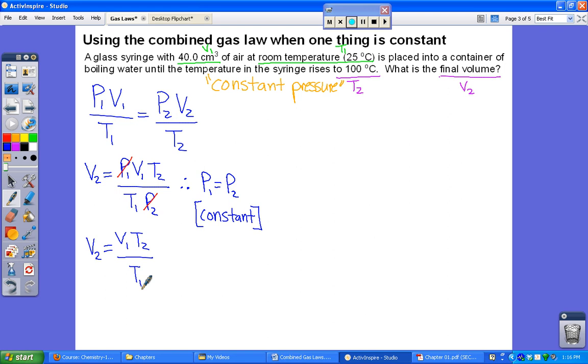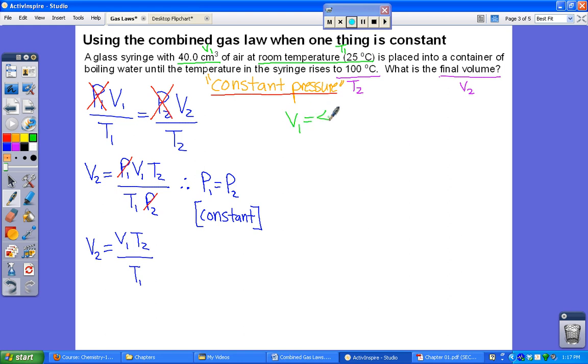So what do you get out of all this? Simply this. If you find something that is constant, you can simply remove it from the combined gas law equation. Then you're simply left with V1 over T1 equals V2 over T2, and you end up with this final equation. So let's go ahead and solve it.